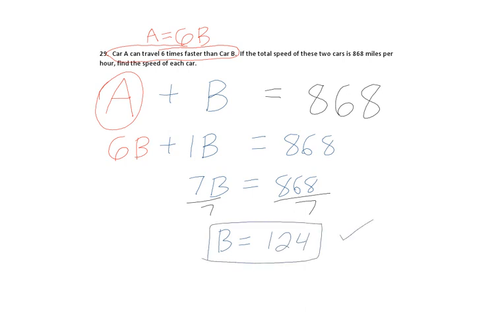Alright, good. But now I'd like to find the speed of car A. So, to do that, for car A you just have to do 868, which was the total, and subtract whatever car B was, which is 124. And when you do, you'll have an answer, and that is 744. So these are some pretty fast cars.